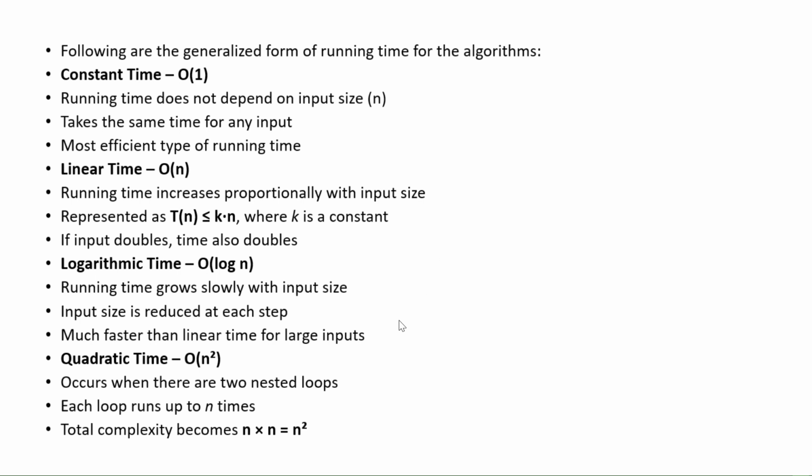Now, logarithmic time. In this case, the running time grows very slowly. This happens when the input size is reduced at each step. Next is quadratic time. This usually occurs when there are two nested loops. Each loop runs n times, so the total becomes n squared.